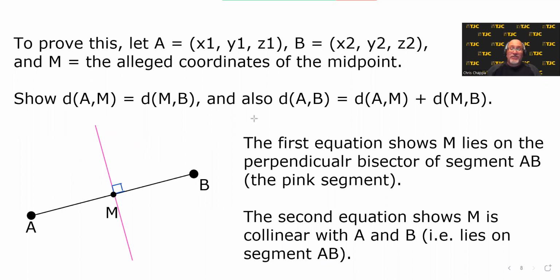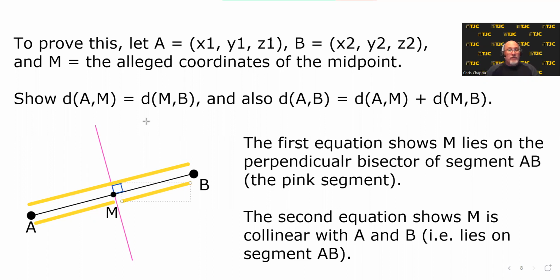So showing that the distance from A to M and the distance from M to B are equal only puts it on that perpendicular bisector. You also have to show that the distance from A to B, so the distance all the way across, is equal to the distance from A to M plus the distance from M to B. And what that does is it shows you that M is collinear with A and B, that it actually lies on the line segment. So to be the midpoint, you have to satisfy 2 criteria. Number 1, you have to be equidistant from the endpoints. And number 2, you have to be collinear to them.